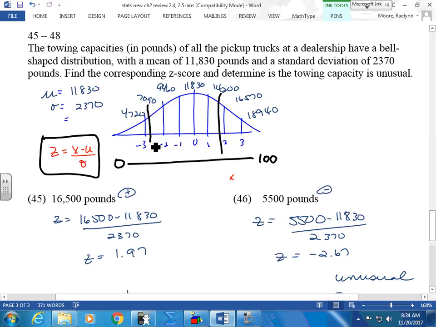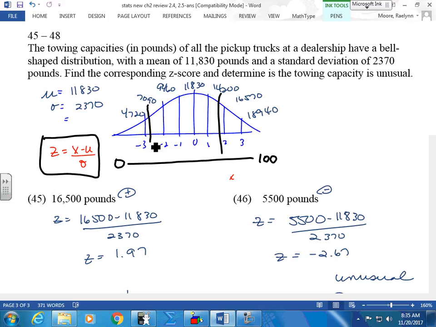So when we calculate his z-score, he's a negative. And remember, -2, +2, it's unusual. He's heading towards the 3 almost. He's pretty unusual to have a towing capacity that small, to spend your money on a truck and not be able to tow anything. Okay, so his ranking would be really, really small.